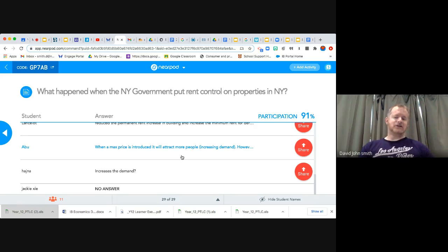So it did lead to, at the time, a big increase in what's called homelessness. A lot of people who weren't able to afford to live in a house.